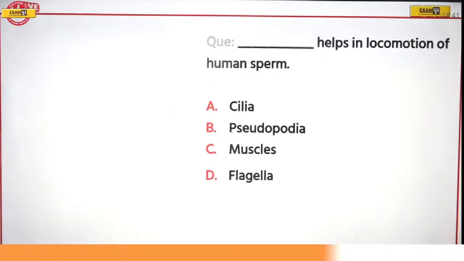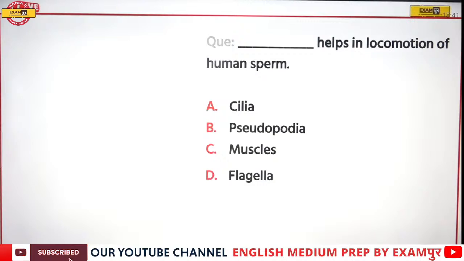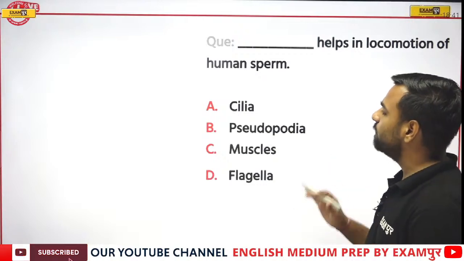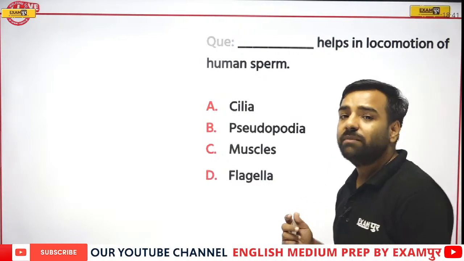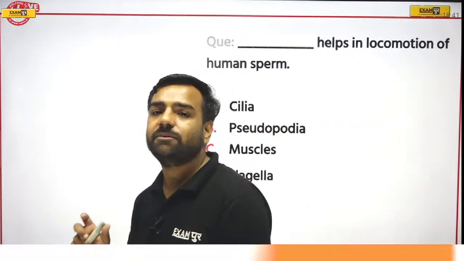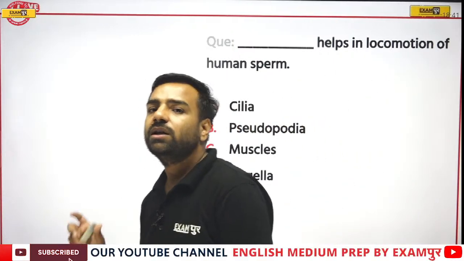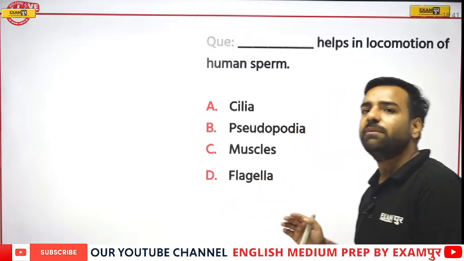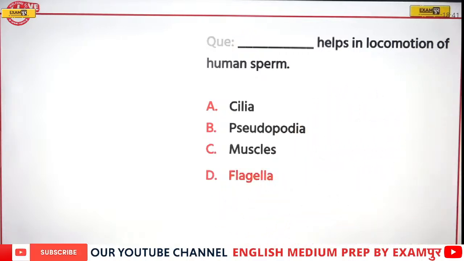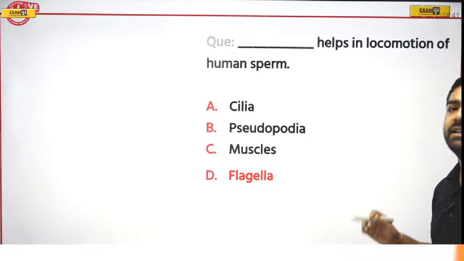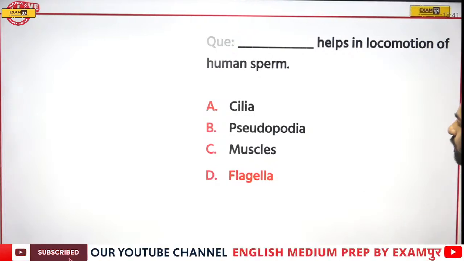Next, dash helps in the locomotion of human sperm. So if I talk about the movement of the sperms, there must be something because of which these sperms are able to move. These sperms are able to move because there is flagella present, and this flagella is helping in the movement of these sperms.